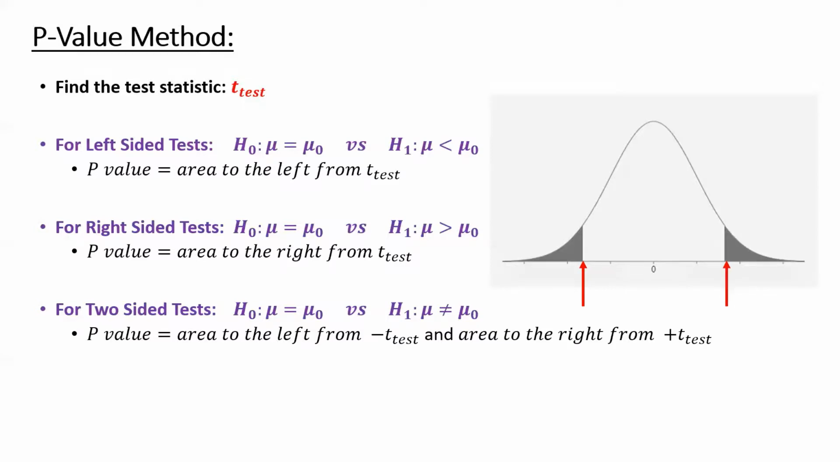You must compute the area to the right of the positive test statistic plus the area to the left of the negative test statistic. Well, these two are equal in size. Therefore, if you compute just one of them and multiply that by 2, you should get the p-value.